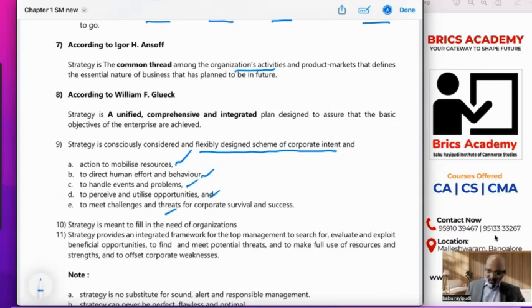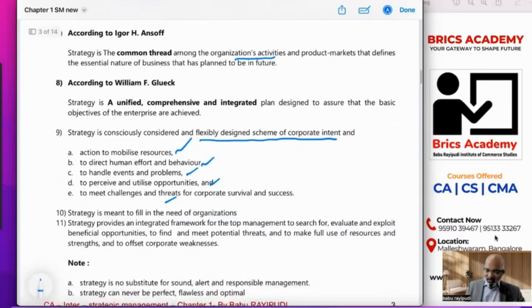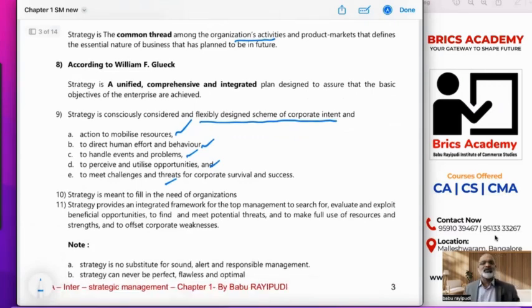So indirectly, it says 10th point is strategy is meant to fill the need of the organization. What is the need of the organization? Best example. Some needs of the organization: I want to make profit. I want to be number one in the market. I want to satisfy customer. I want to retain customer. I want to increase number of customers, etc. All these things will be covered in the strategy.